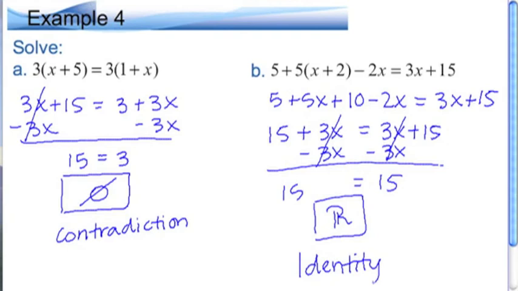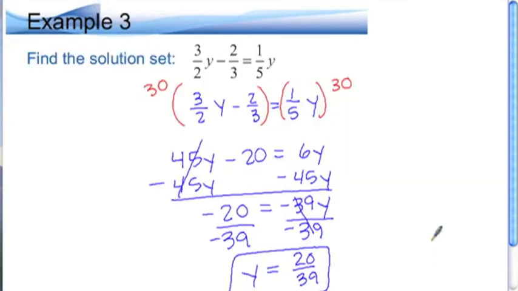If we look back at the previous problem that had an answer of 20 over 39, if we had chosen to classify that one, it would have been a conditional equation.